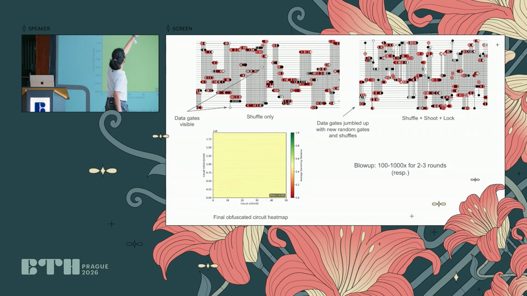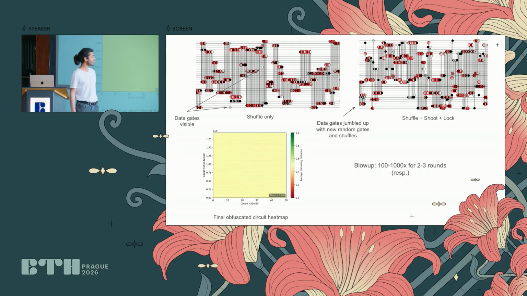You can see in this particular subsection, by the way, this is a huge circuit, 2 data lines that are visible. This is with shuffle only. And then we move from shuffle to shuffle plus shoot plus lock. And then you would notice that the original data gates have been jumbled up with random gates, and they're no more visible. And we measure the entropy of each wire in this particular circuit. It's nearly 0.5, taking a scale from 0 to 1.